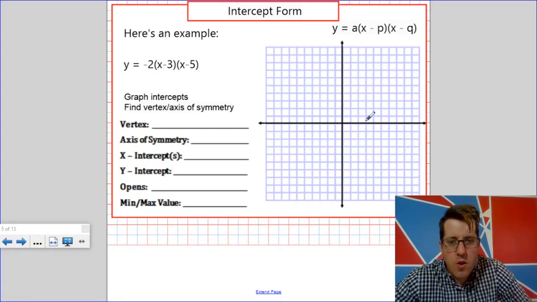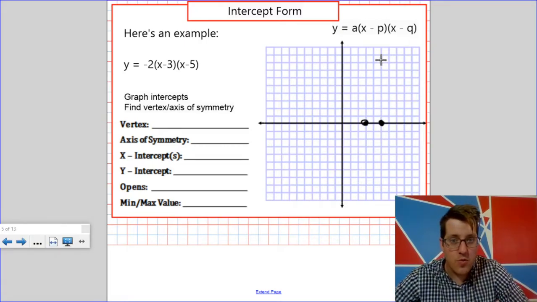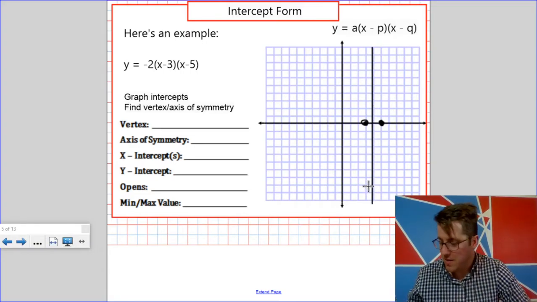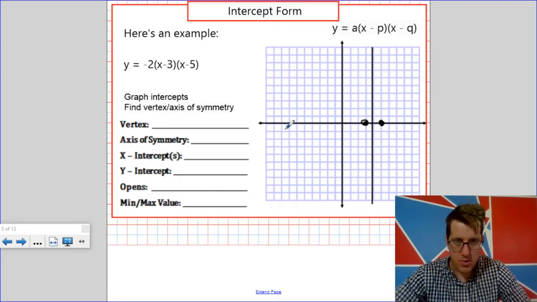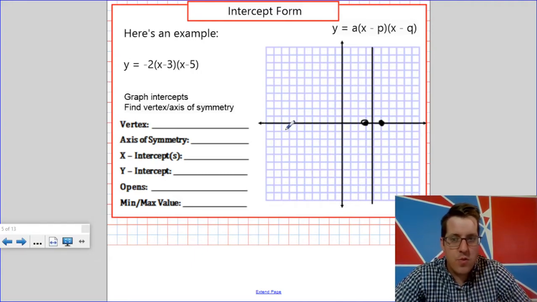So what we're going to do is start by plotting the intercepts, and those are going to be at 3 and 5. Now, the axis of symmetry has to go directly between there. So we're going to drop our axis of symmetry exactly halfway through, and you know from your geometry class that the midpoint formula just asks you to add those 2 things together and then divide by 2. So 3 plus 5 divided by 2 is x equals 4, which means our vertex is going to be 4, comma, something.